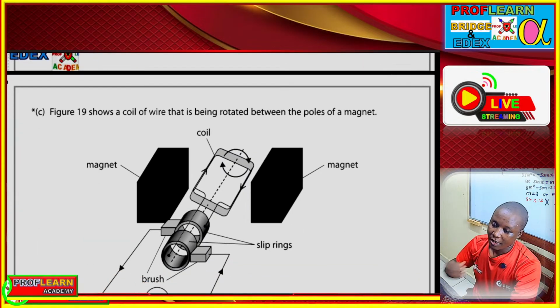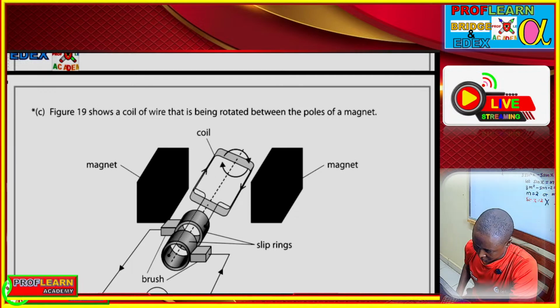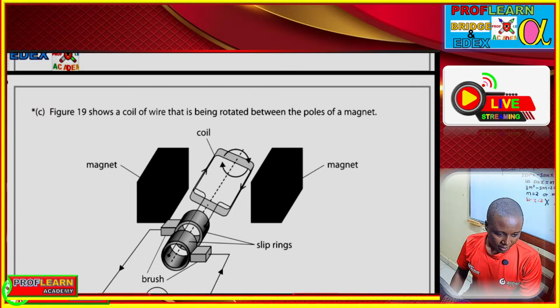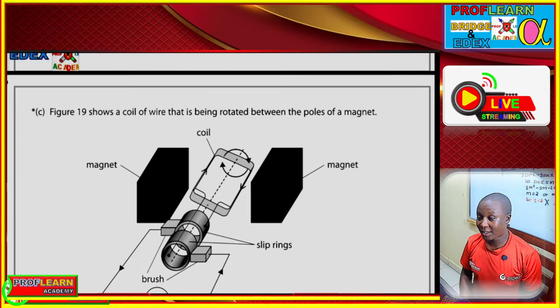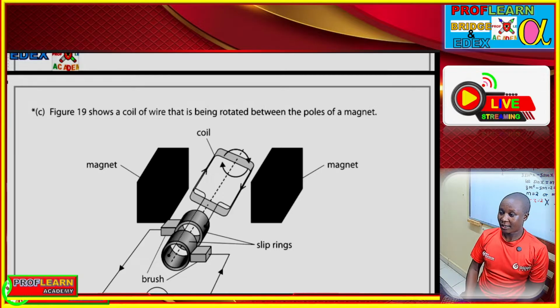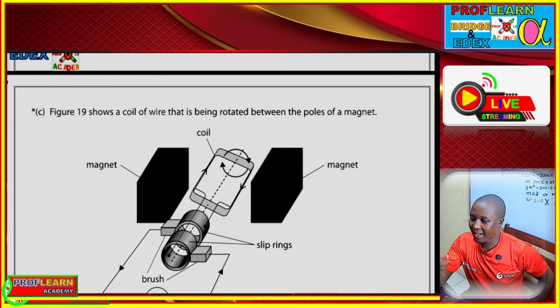39 turns. Now we have also a generator. This shows a coil of wire that is being rotated within the poles of a magnet. This is the generator Mr. F was talking about. And what is the purpose of the generator? The generator generates electric current. And under which mechanism does it generate current? It is through electromagnetic induction.